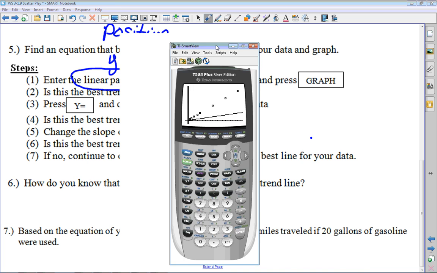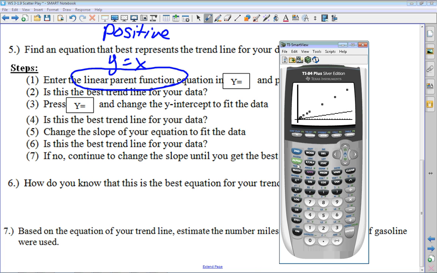Okay, the question now asks you, is this the best trend line? Does this line go through your points? Nope, it's not even close. So the first thing you're going to want to try and do, it says, is press y equals and change the y-intercept to fit the data. What is my y-intercept right here? What is it when you do the parent function? Well, it's starting at 0.